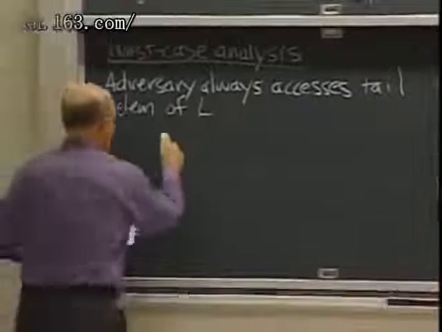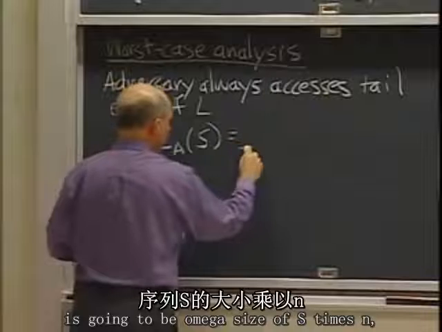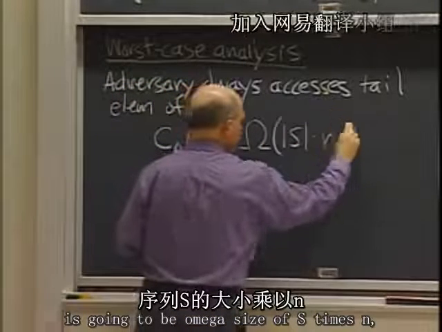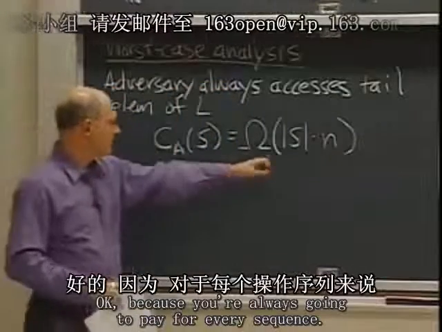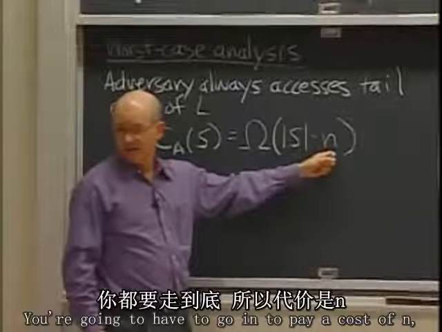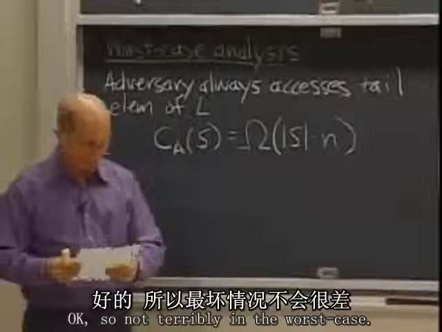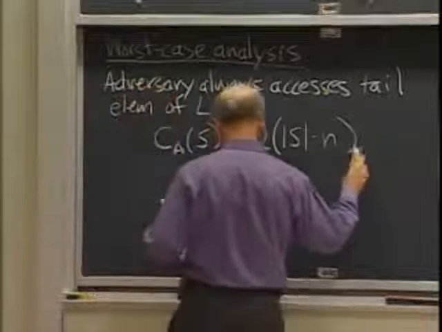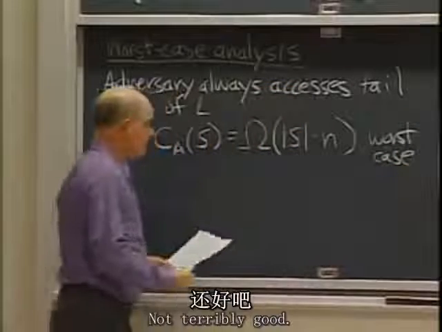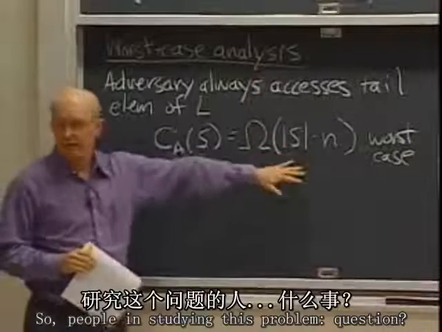accesses the tail. So the cost of any algorithm then is going to be omega of size of S times n. Okay, because for every element in the sequence you're always going to pay a cost of n. So not terribly good in the worst case. So people studying this problem, question.